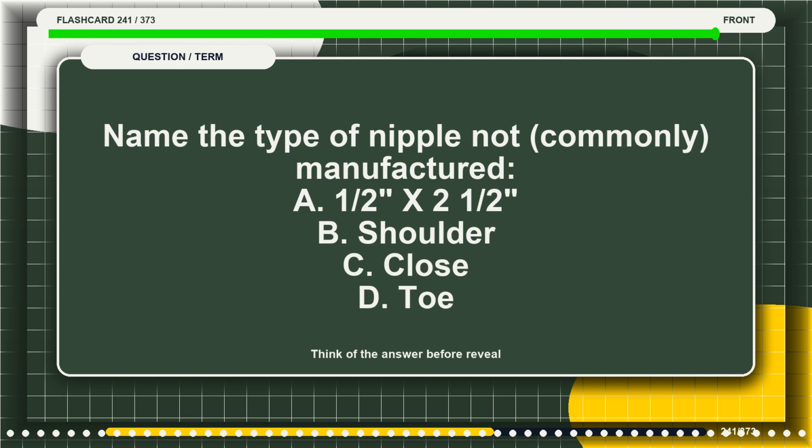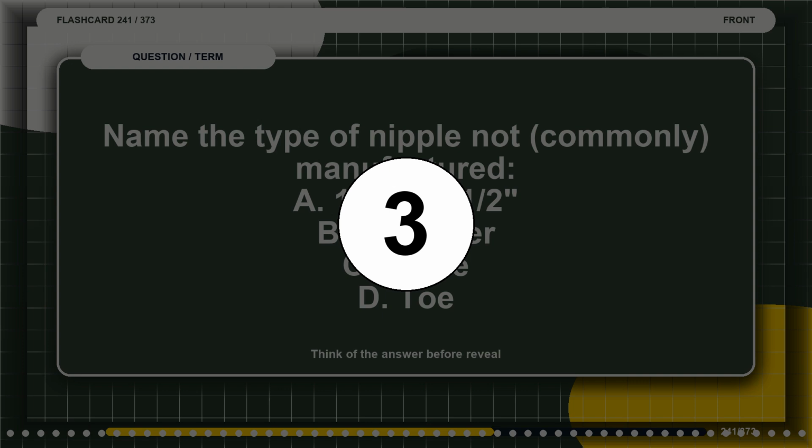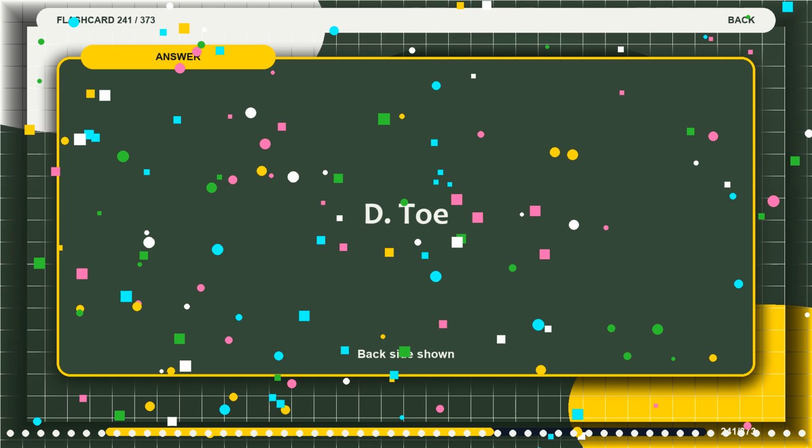Flashcard 241. Name the type of nipple commonly manufactured. A. 1/2 x 2 1/2. B. Shoulder. C. Close. D. Toe. Think of the answer before the reveal. The answer is D. Toe.